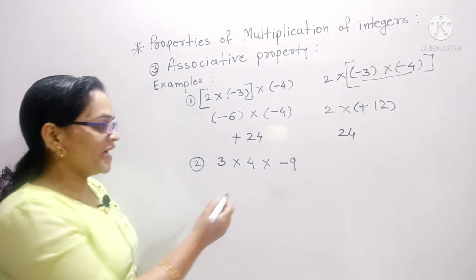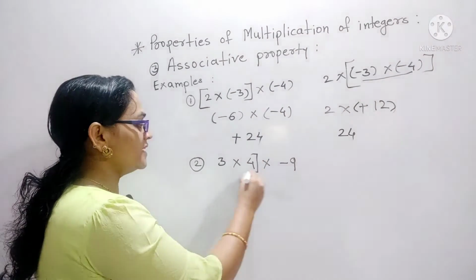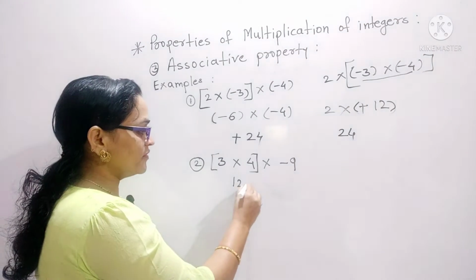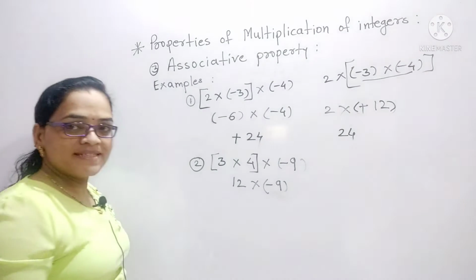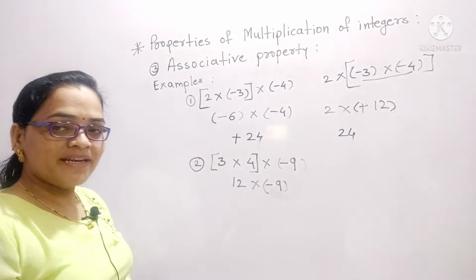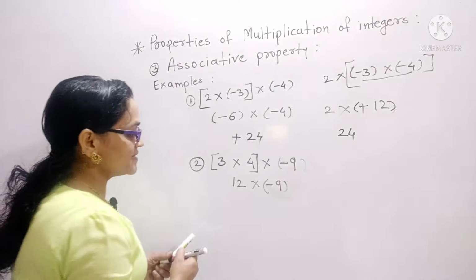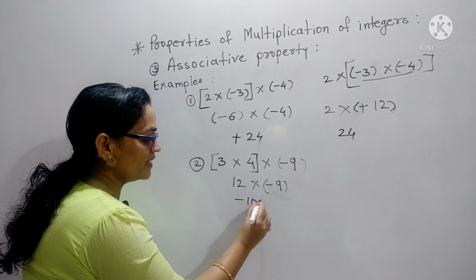Three into 4 into minus 9. First we will multiply 3 into 4. 3 4s are 12, into minus 9. Then 12 9s are 108, and the product will get a minus sign: minus 108.